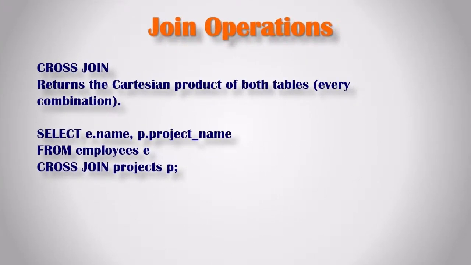Cross join returns the Cartesian product of both tables, every combination. SELECT e.name, p.project_name FROM employees e CROSS JOIN projects p.